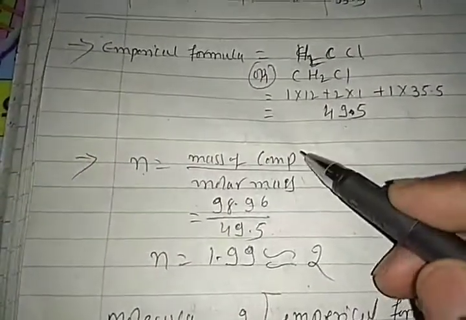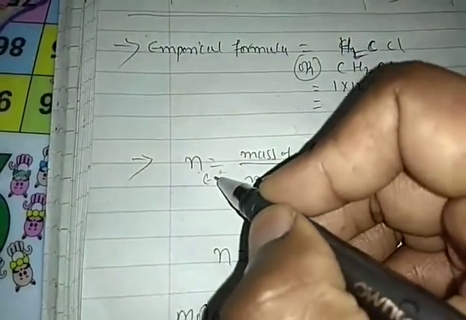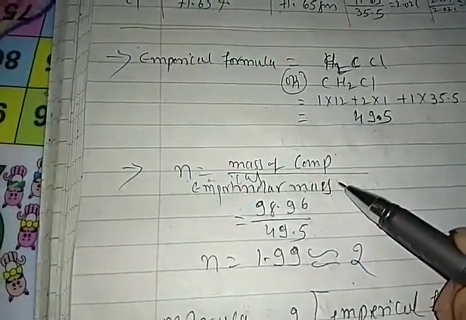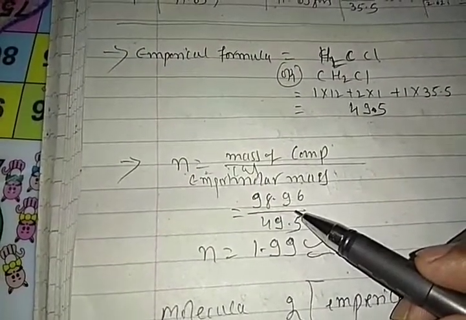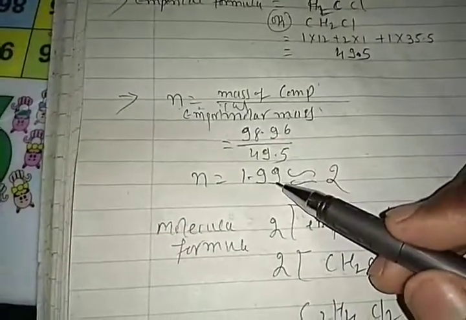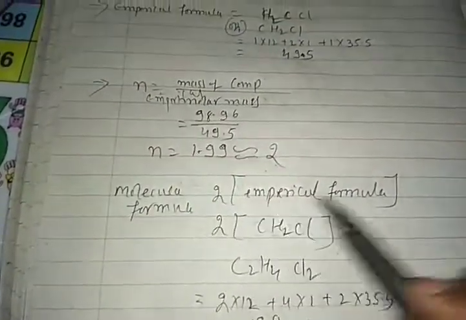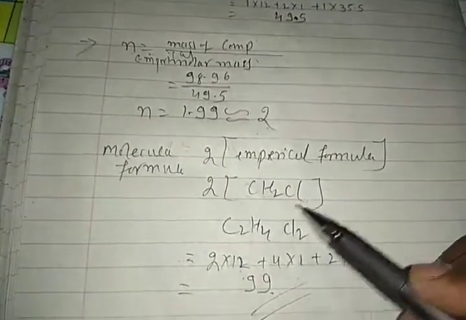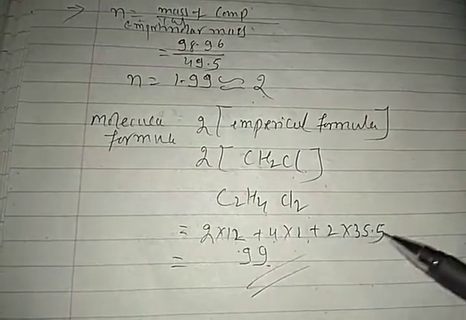Next, mass of the compound divided by the empirical mass. I will write here, empirical molar mass. Mass of the compound divided by empirical molar mass: 98.96 by 49.5, we got 1.99, approximately equal to 2. So the molecular formula is n into the empirical formula, that is, again multiply with the empirical formula, students. CH2Cl becomes C2H4Cl2: 2 into 12, 4 into 1, 2 into 35.5, giving 99.